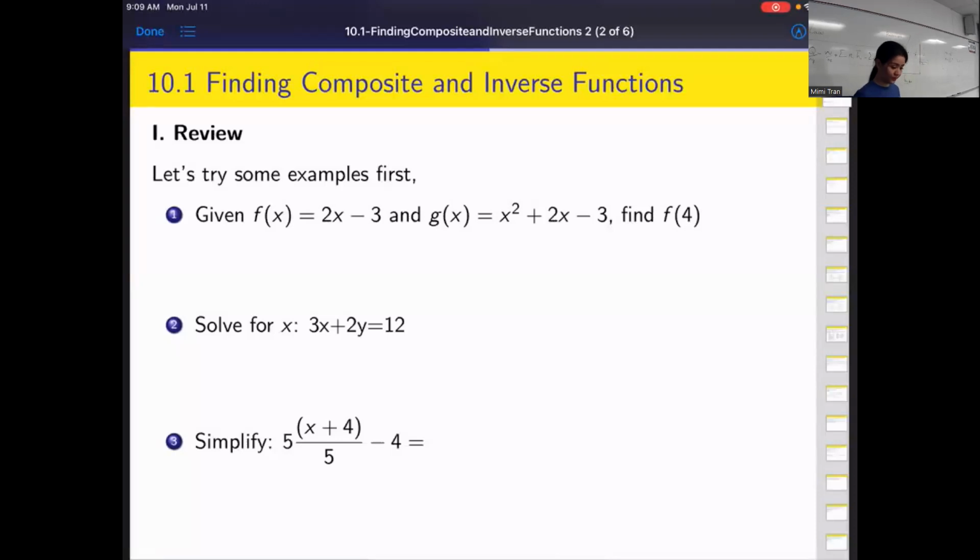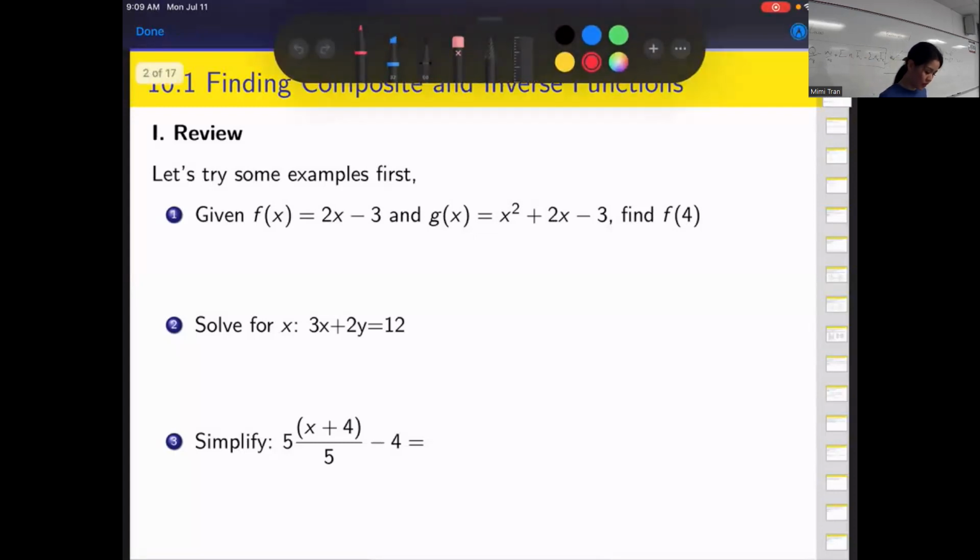Okay, so the first one, what you got? F of 4. So what do I do? I replace x with 4, right? For the function f. Notice I give you two functions, but you're gonna pick the right one. So 2 times 4 minus 3, which is 8, minus 3, which is 5.